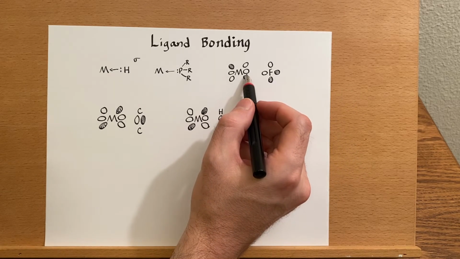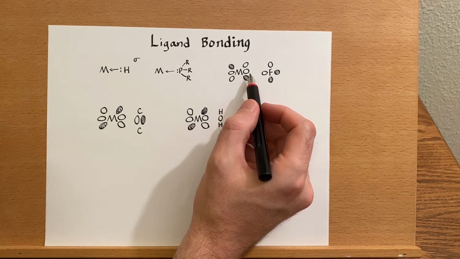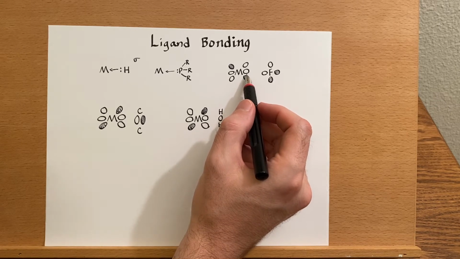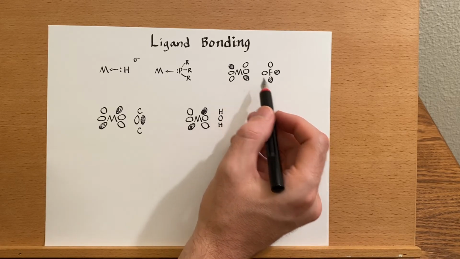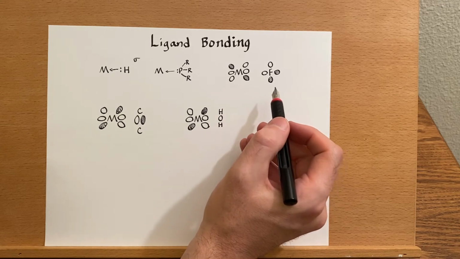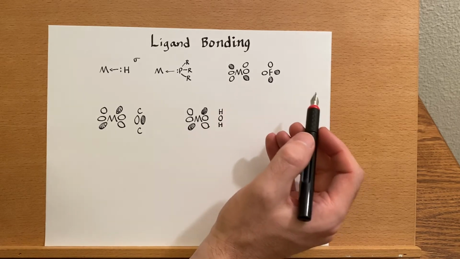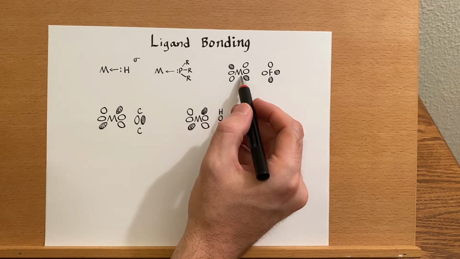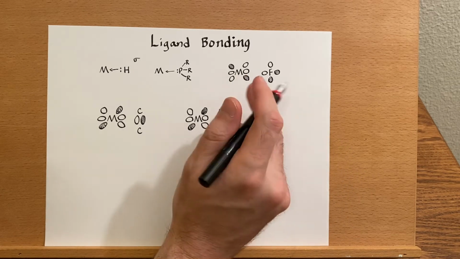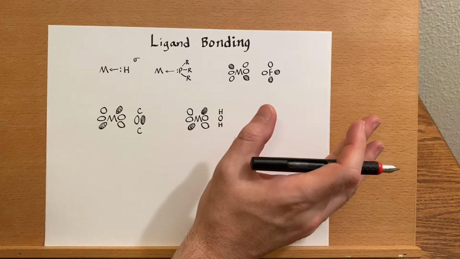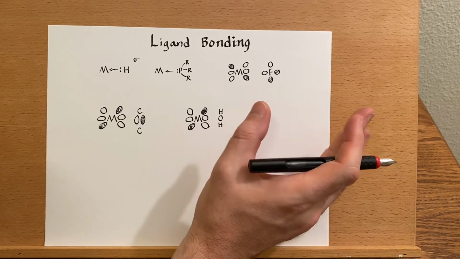Now, this is one of the metal's orbitals. It could be the dz squared, or it could be the x squared minus y squared orbital. One of those d orbitals that is aligned with the coordinate axes. If it was the x squared minus y squared orbital, then we'd have a lobe over here and here, but for now I've omitted those for clarity.